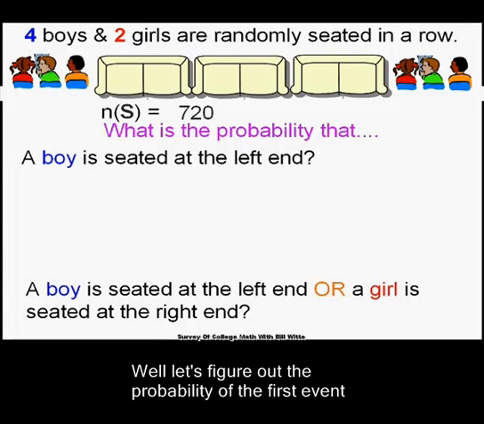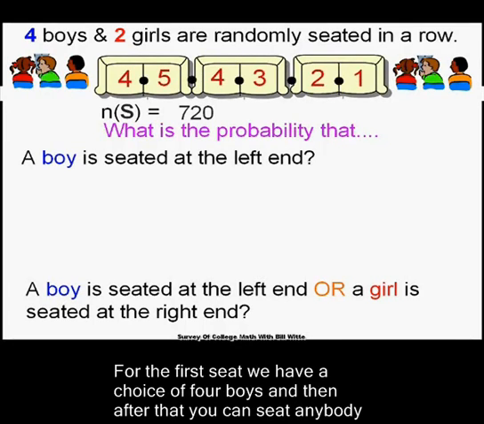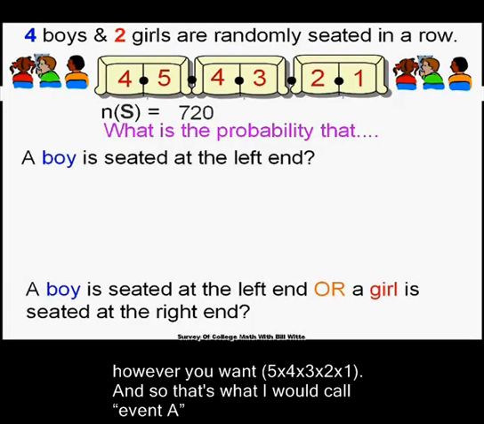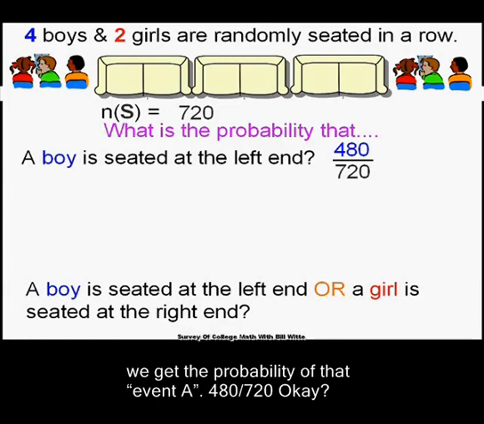We have our sample space, so let's find out how many ways a boy can be seated at the left end. The first seat at the left has a choice of 4 boys, and then I fill in the other seats with anybody else, 5, 4, 3, 2, 1. If I multiply that out and put it over my sample space, I get 480 over 720. I'm not going to worry about doing the calculation.